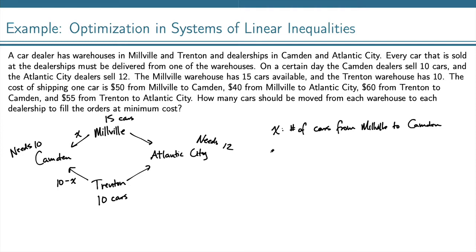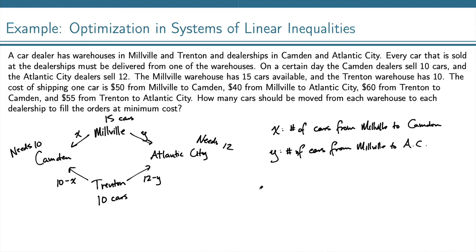Okay, and then we can let y be the number of cars going from Millville to Atlantic City. Okay, and so that's y right here. And then using similar reasoning, Atlantic City needs 12, and so if y are coming from Millville, then 12 minus y are coming from Trenton. All right, so those are our variables here, and now we're ready to start talking about some inequalities.